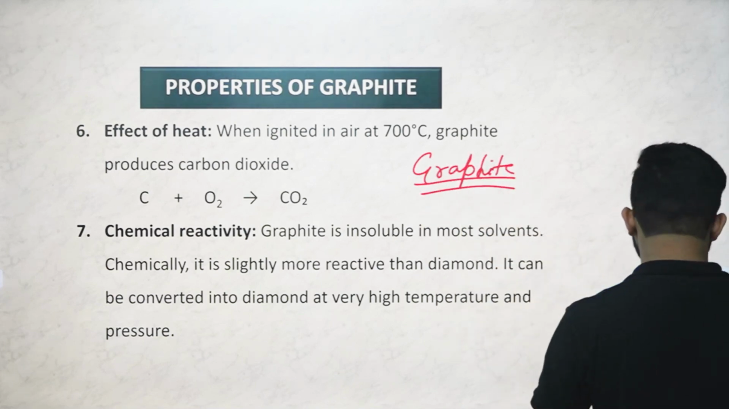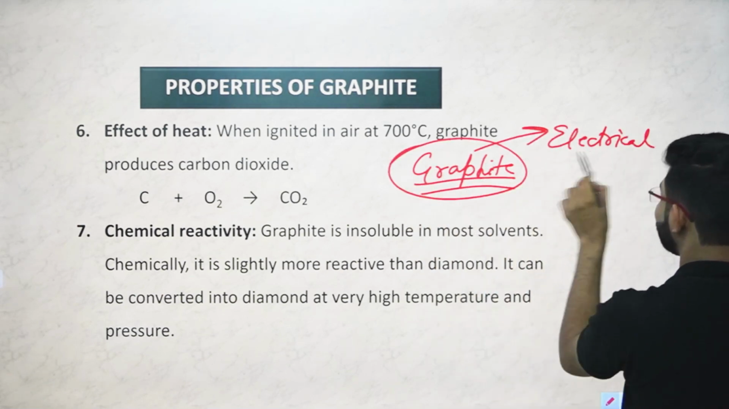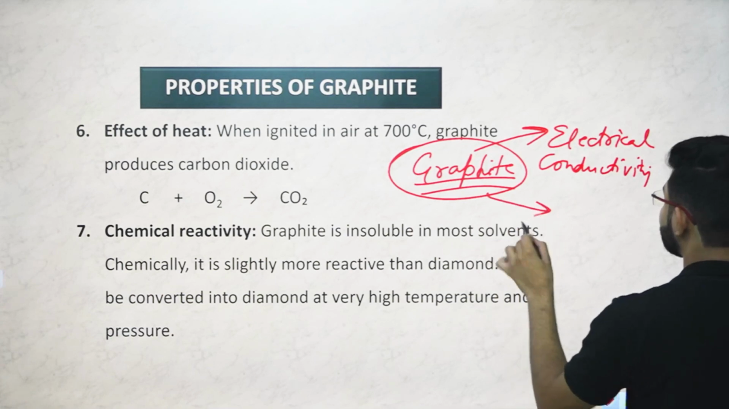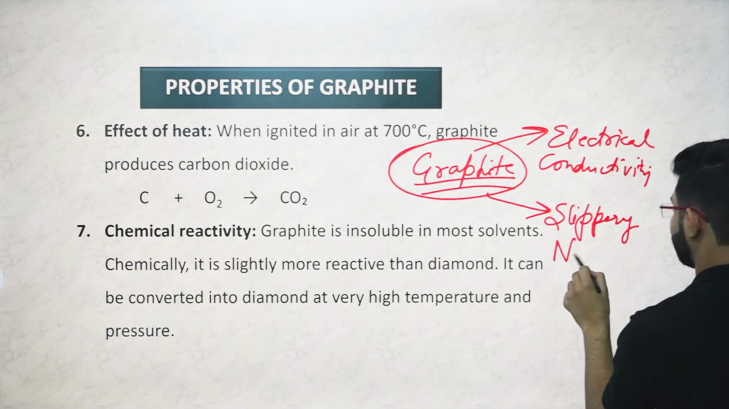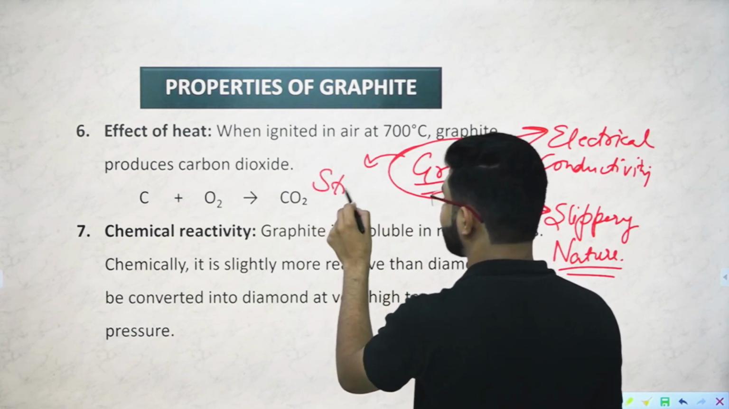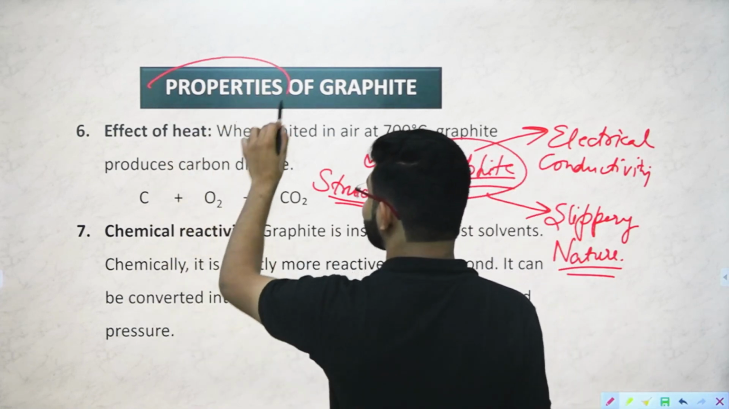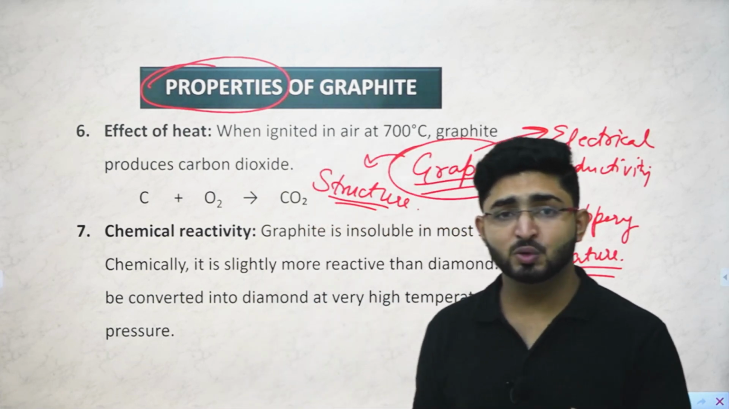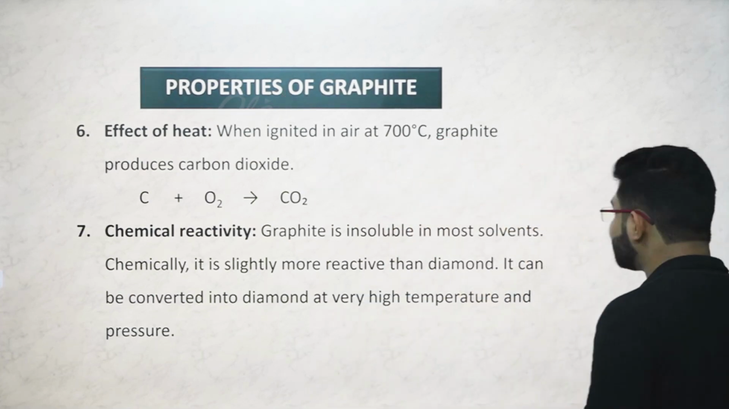We have also studied the reason behind the electrical conductivity of graphite. We have studied the reason behind the slippery nature of graphite. We have also discussed the structure of graphite, and as you can see, we have also studied the properties of graphite. Now what we have to study are the uses of graphite, that is, where graphite is used in our day-to-day life or in our regular activities. So moving ahead, we have the uses of graphite.